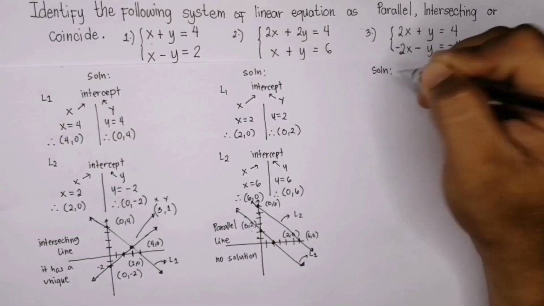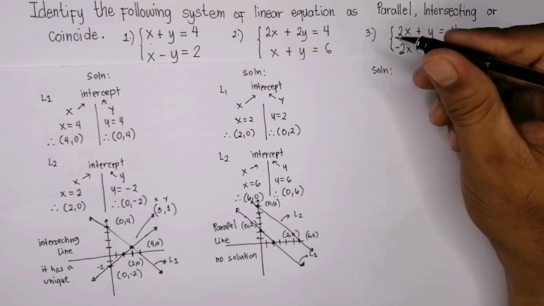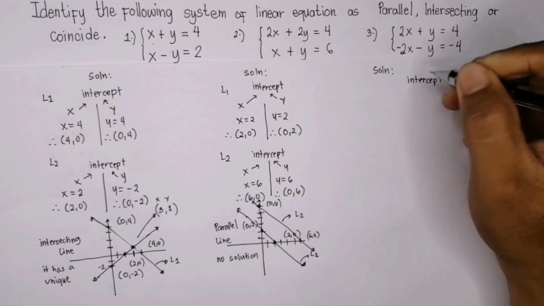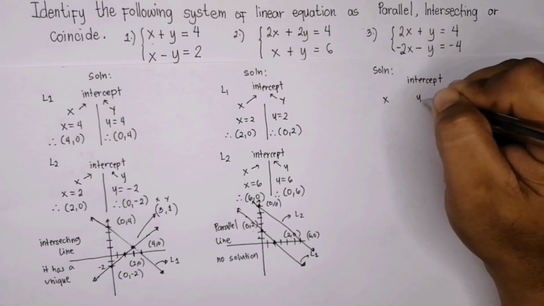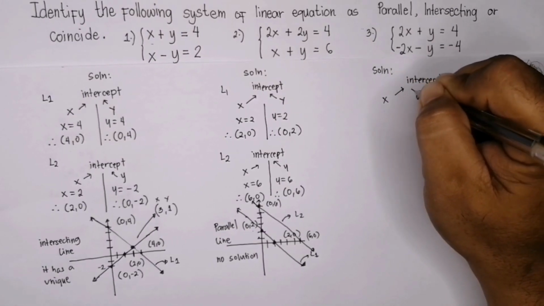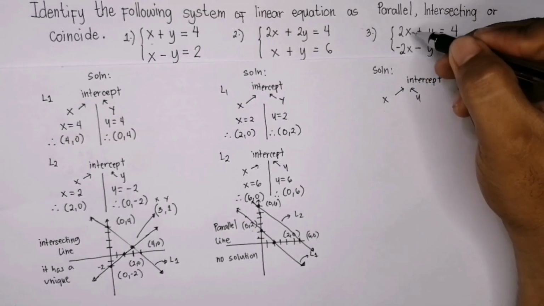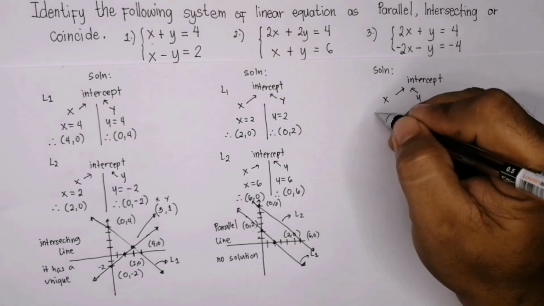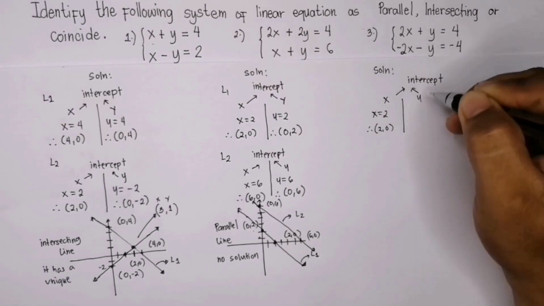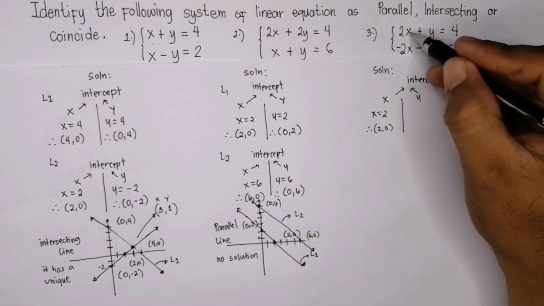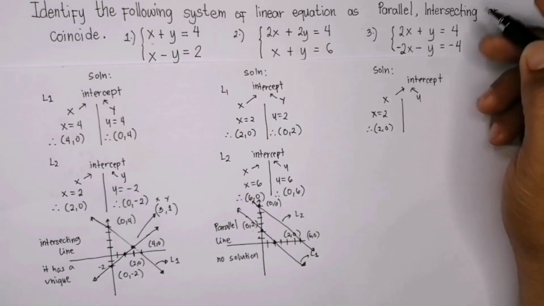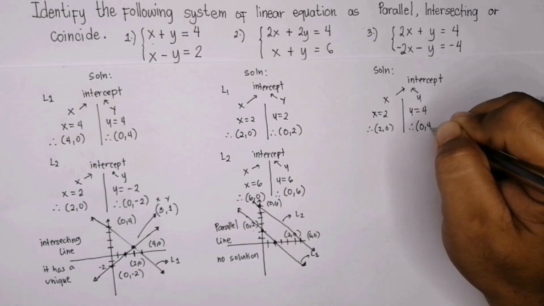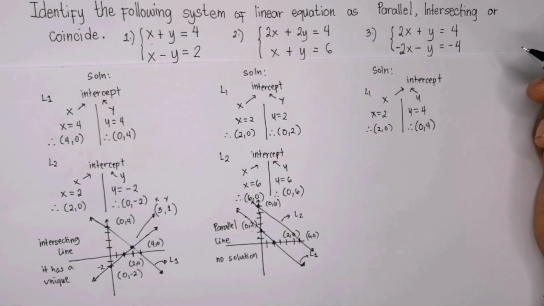Finally, this is problem number 3. Okay, so let us do the same pattern. We're going to find the x and the y intercepts. When the value of y is 0, 4 divided by 2 is 2, so therefore x equals 2. Next, same process. If the value of x is 0, then y equals 4, and we have (0, 4). That would be our line 1.